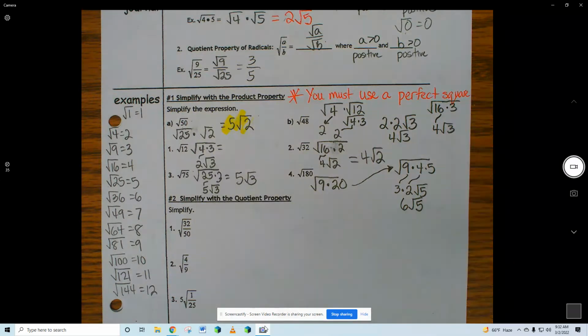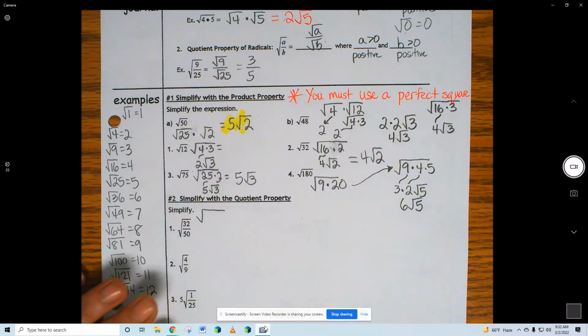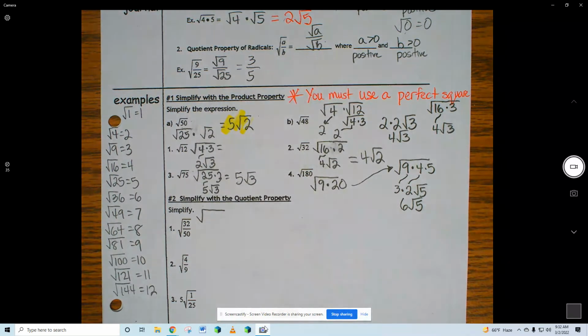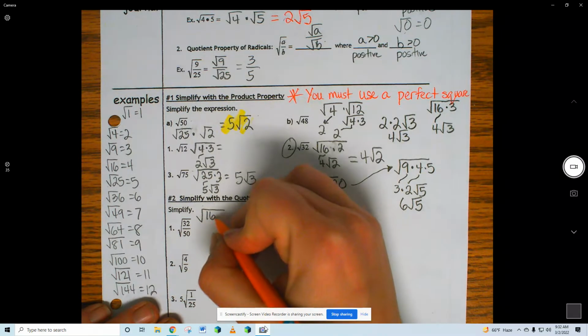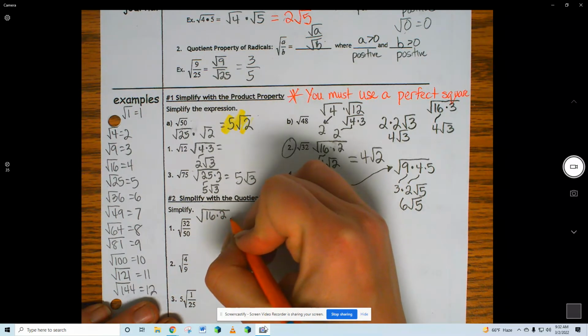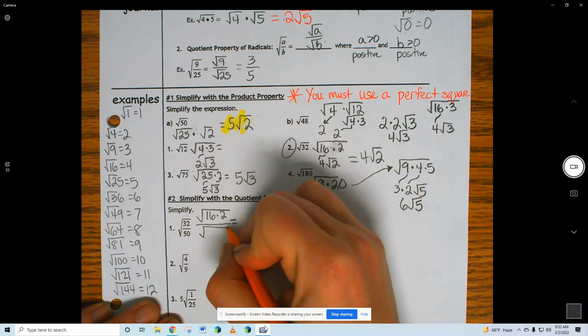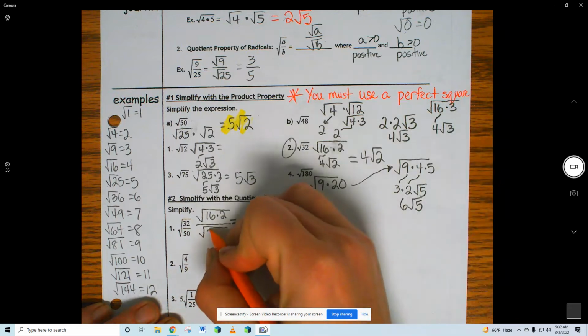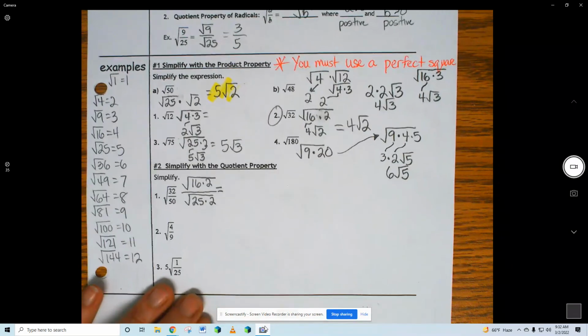Now I have a fraction. No problem. Do the numerator and then do the denominator. 32 is what? We did 32 up above. What's 32? It's right here. 16 times 2. Okay. Denominator, 50. What's 50? 25 times 2. Okay, so write that down because I kind of went fast.